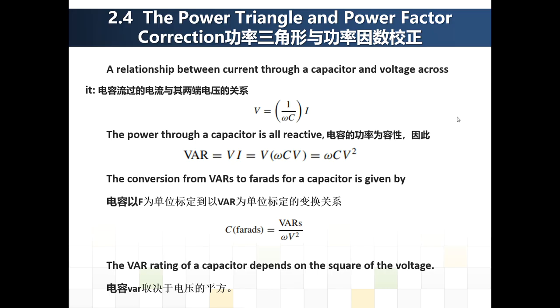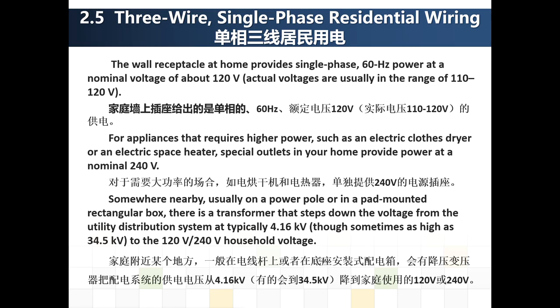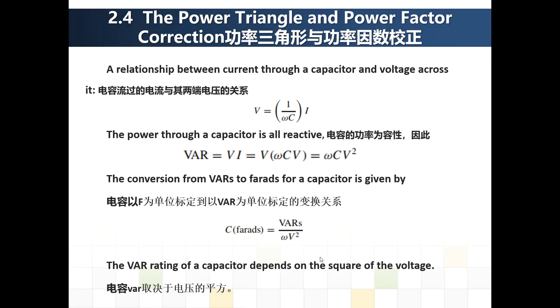So if we know how much reactive power is needed by a customer, we can use this equation, C equal to VARs divided by omega V squared, to determine how much capacitance we need to add in parallel with the load for the power factor correction. So that will help us determine the capacity of the capacitor. Now let's finish section 2.4.